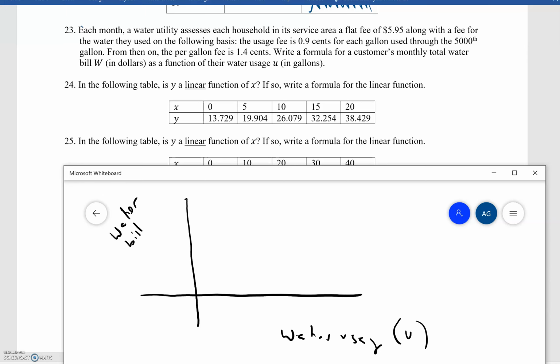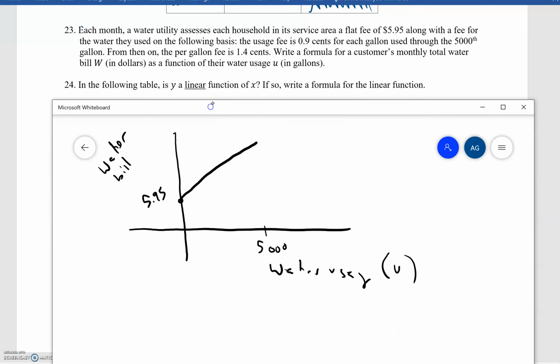So we start off with a flat fee of $5.95. Then when we get to the 5,000th gallon, so we're increasing linearly at a rate of 0.9 cents. So I don't exactly know what to put here, but I do know that I can say this. I can say that the slope is 0.9 cents.